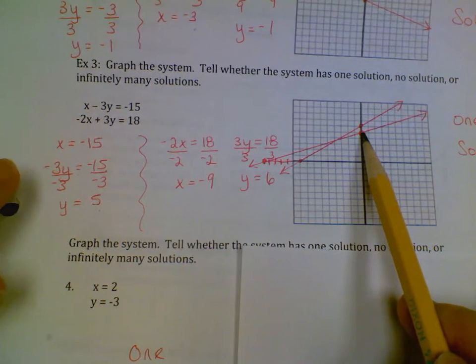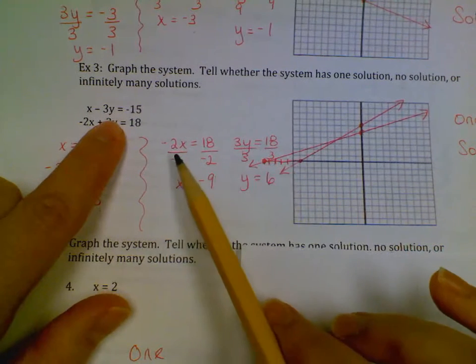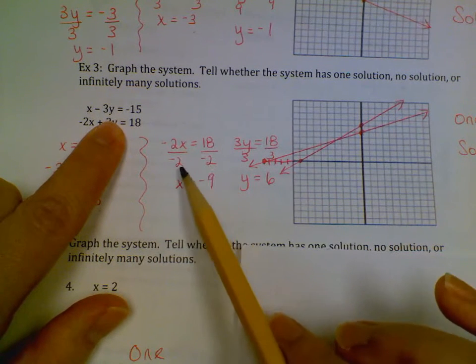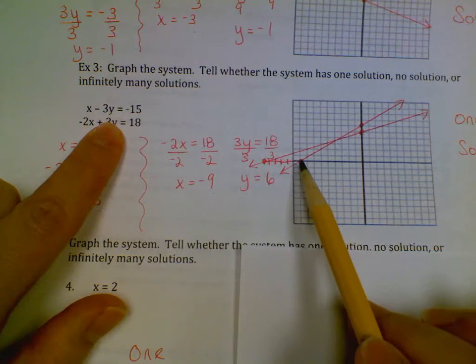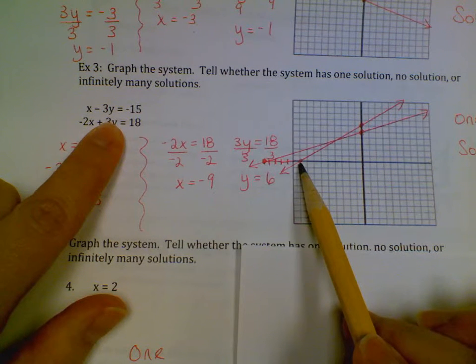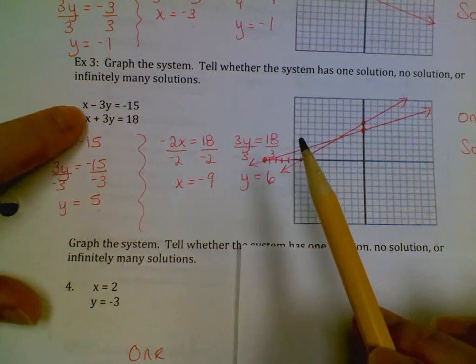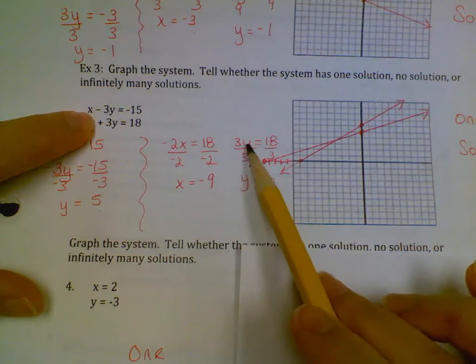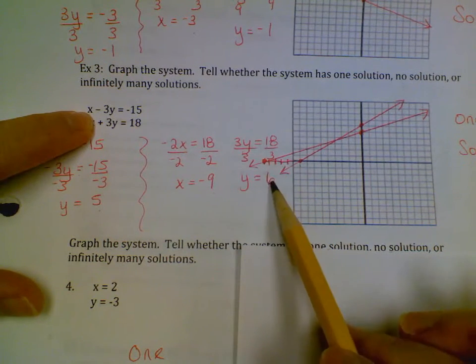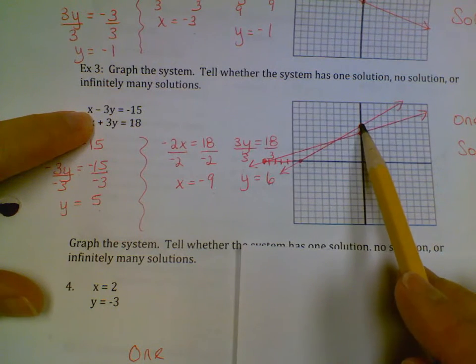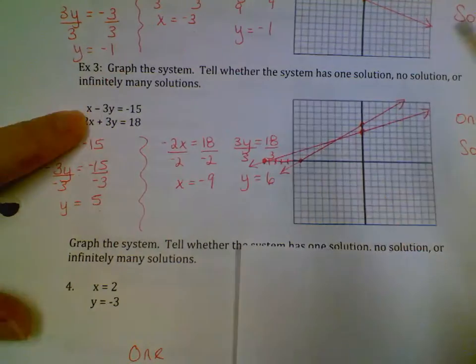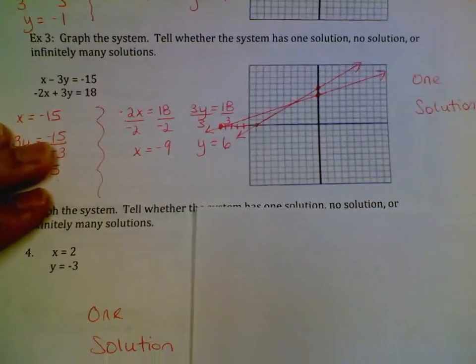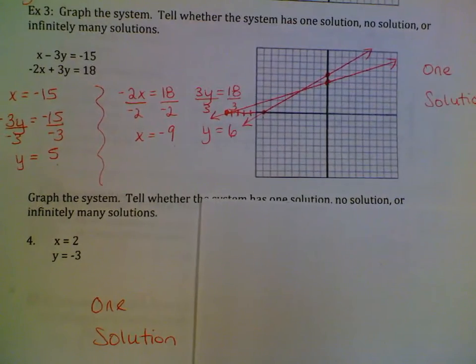Now I'm going to do the bottom equation. When I cover up, I get -2x equals 18. Divide by -2, I end up with -9. So my x-intercept goes at -9. Then I'm going to cover up to do the y-intercept. So I have 3y equals 18. Divided by 3 puts me at y equals 6. This particular system looks like it intersects at one point, so that's why we would answer with just one solution.